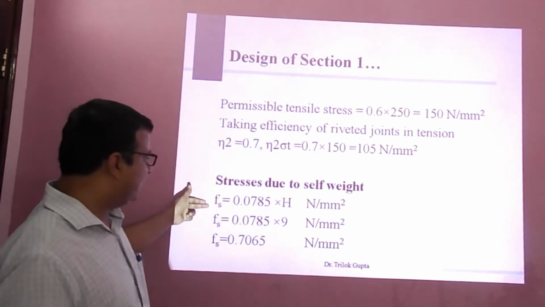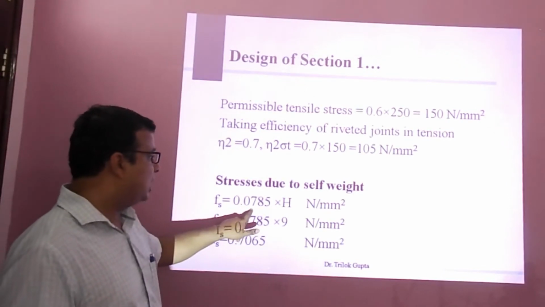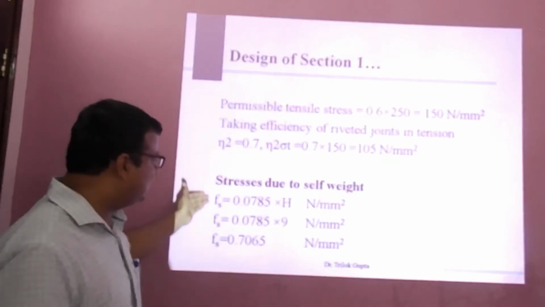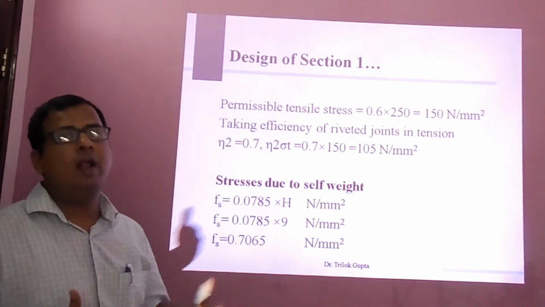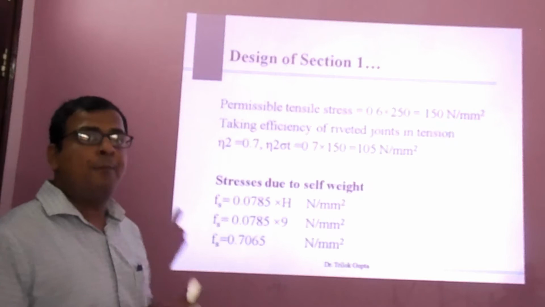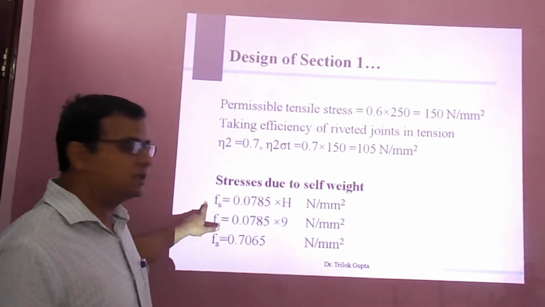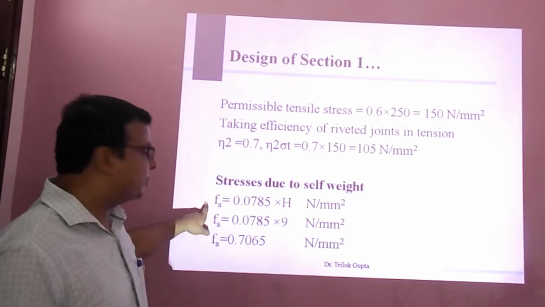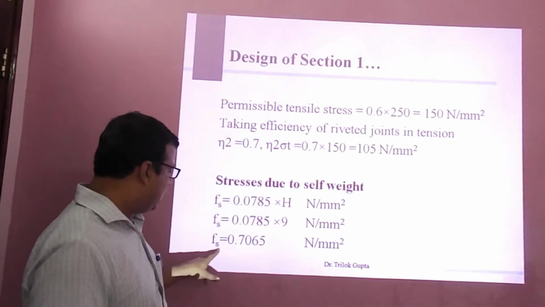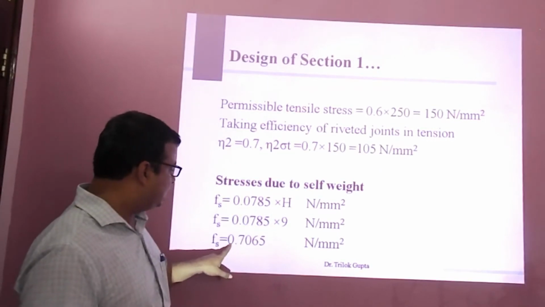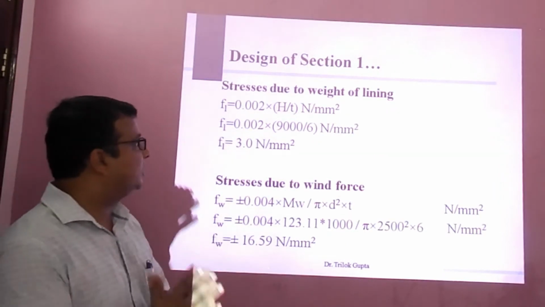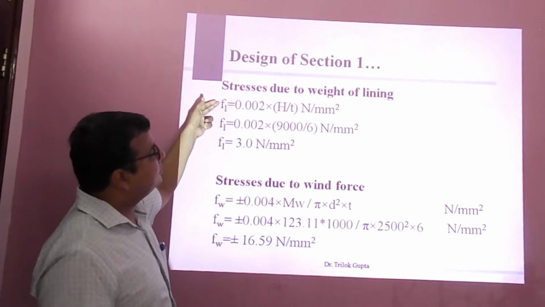So stresses due to self weight Fs equals 0.0785 into H. How is this formula arrived? For this you have to watch my previous video, first video, that is for the introduction of the steel chimney, not for the design problem. This detail is given in the first part, introduction of the steel chimney. So height is 9 meter, so the stresses due to self weight will be 0.7065 Newton per mm square. Now stresses due to weight of lining, again it is given in the first part, initial part.